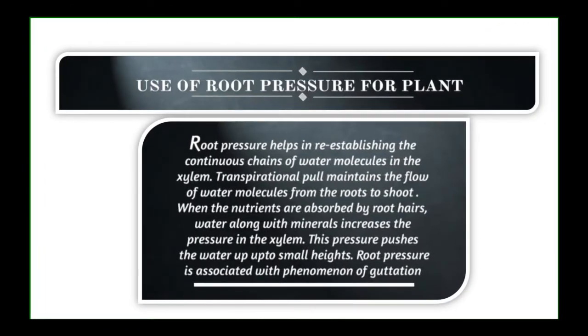Now, uses of root pressure for plants. Root pressure helps in re-establishing the continuous chain of water molecules in the xylem. Transpirational pull maintains the flow of water molecules from the roots to shoot. When root hairs absorb the nutrients, water along with minerals increases the pressure in the xylem. This pressure pushes the water up to small heights. Root pressure is associated with the phenomenon of guttation.